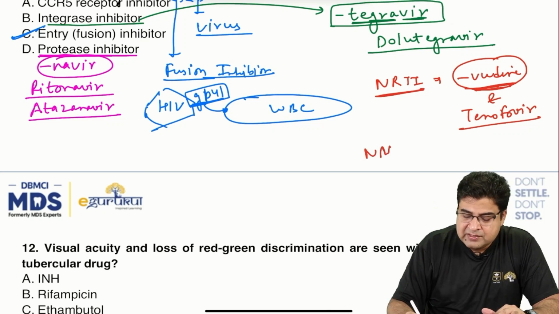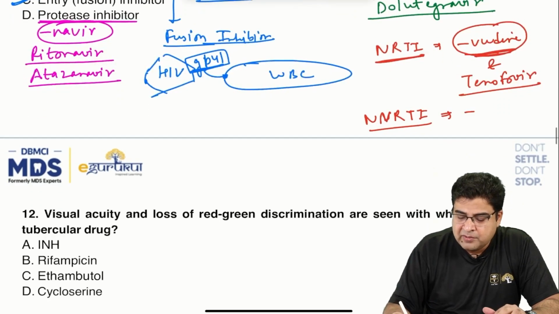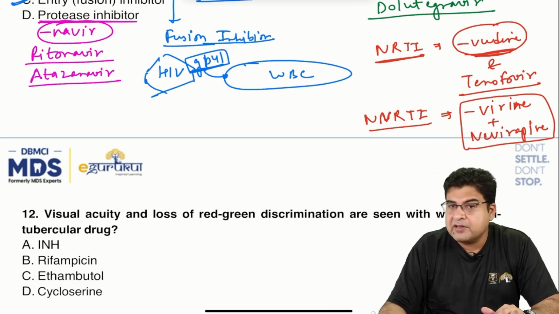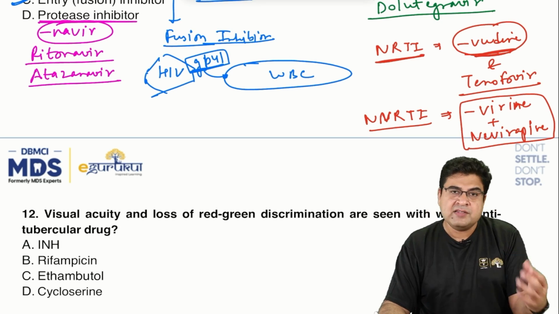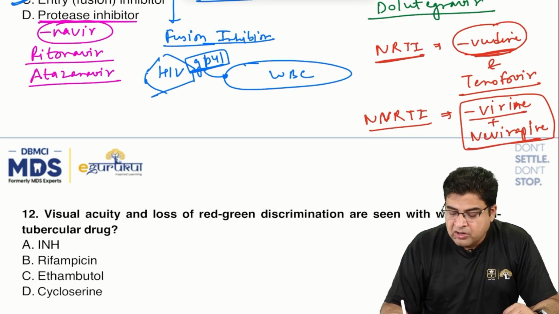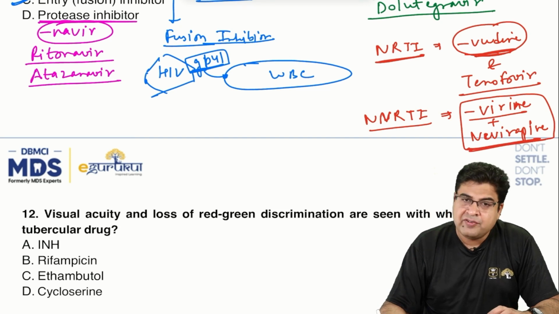Now we have the medicines which are NNRTIs. All the medicines end with the word virine, plus we have one more drug, nevirapine. So nevirapine is a different name. The rest of the medicines have the word virine in their name, like rilpivirine and efavirenz. Plus we have a different name, nevirapine.